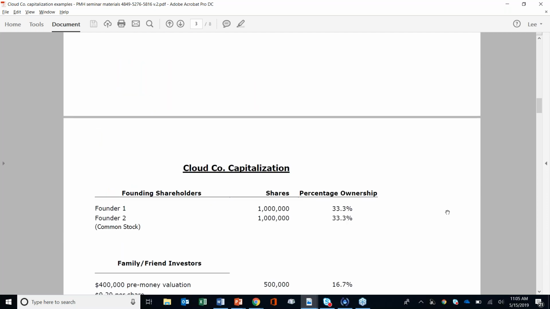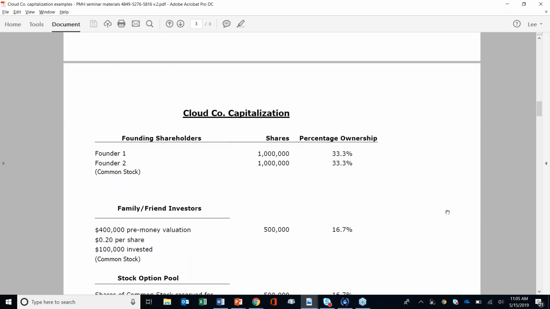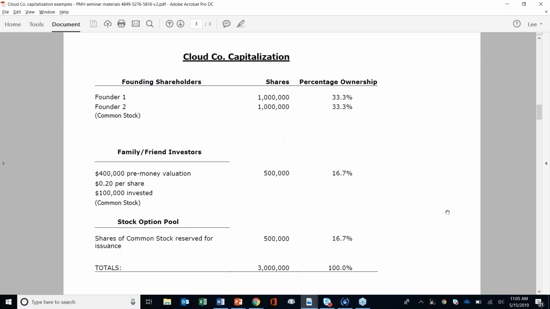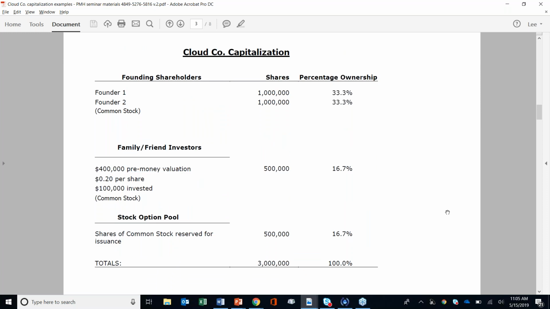The next thing that's not uncommon in a company is you're bringing on board certain employees, your cash and capital is limited, and you'd like to have a stock option pool. In this scenario, the company has decided to set up a stock option plan and pool, reserving for issuance in the future and going forward 500,000 shares.